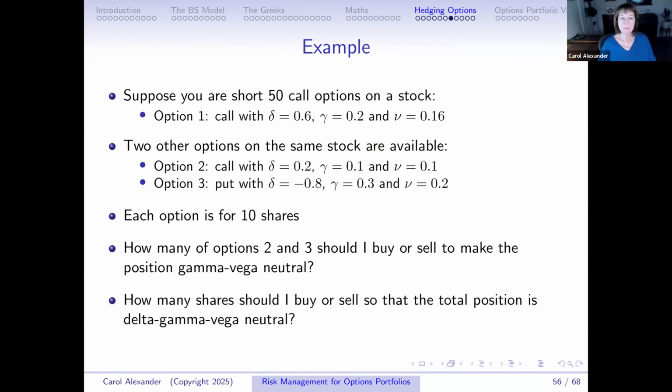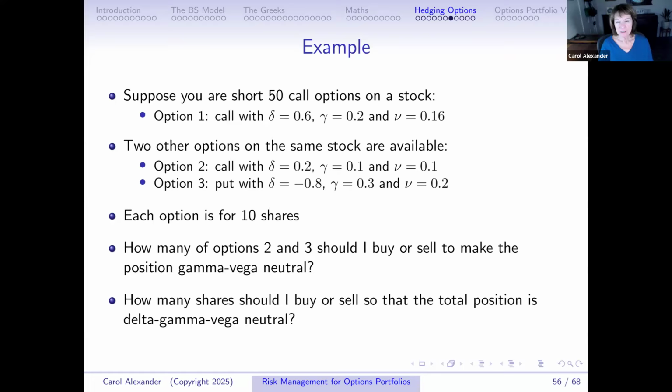So here's an example. Suppose you're short 50 call options on a stock. Option 1 is a call, delta is 0.6, gamma is 0.2, vega is 0.16. Very large gamma, actually. Extremely short-term options. Lots of volatility as well.